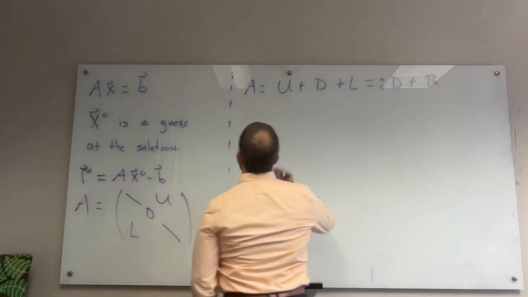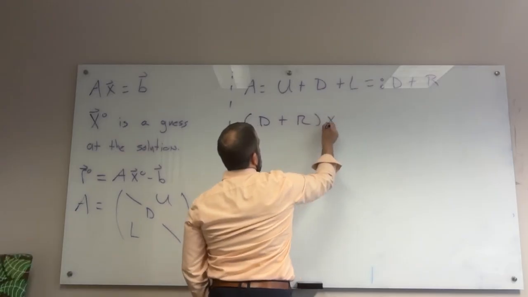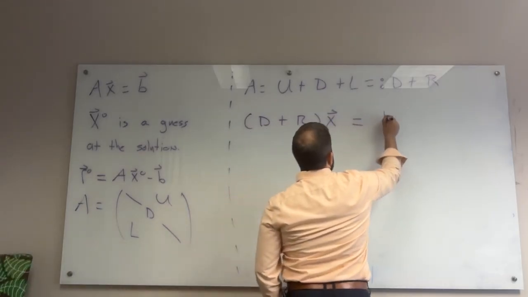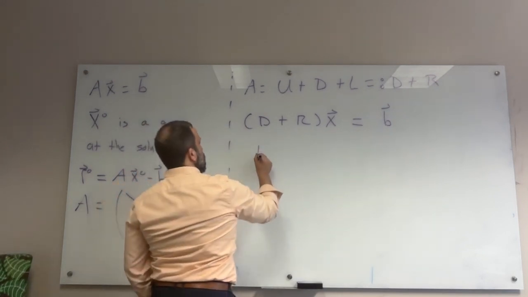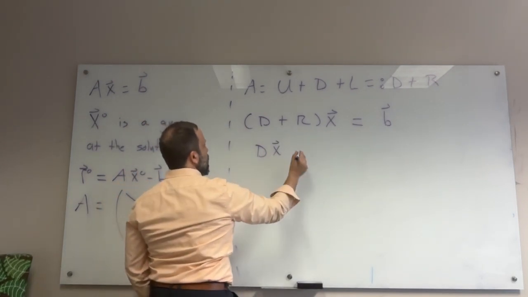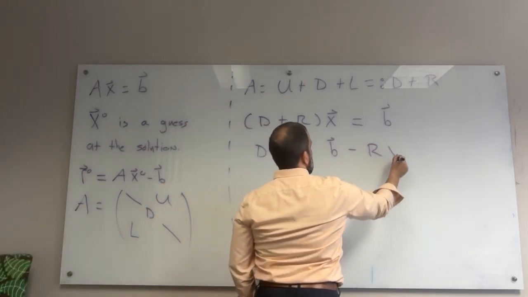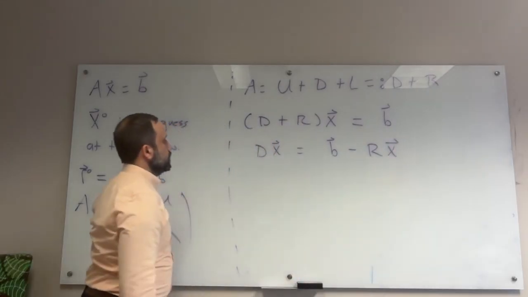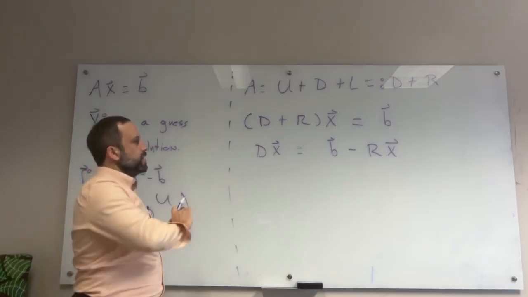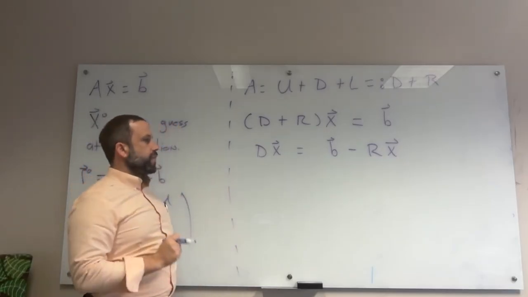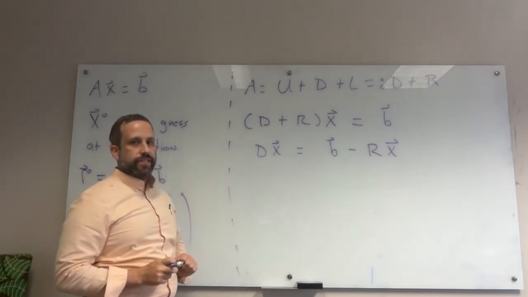So if we rewrite the matrix vector equation, we're going to have (D plus R)x is equal to b. If we rearrange this, this becomes Dx is equal to b minus Rx. Now when we're talking about iterative methods, and we can set up a system like this, essentially what this does is it suggests that this should be the thing that tells us what the iteration scheme is.